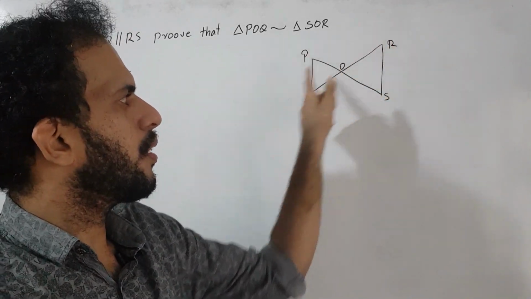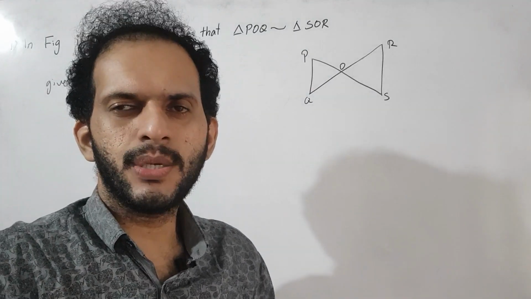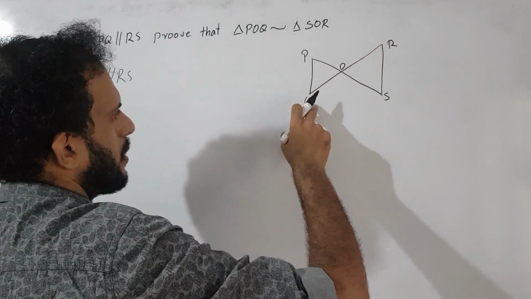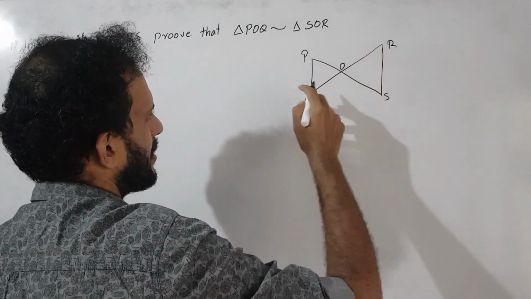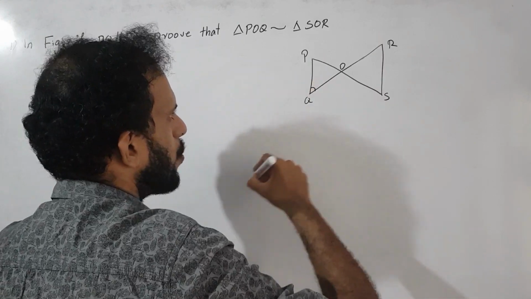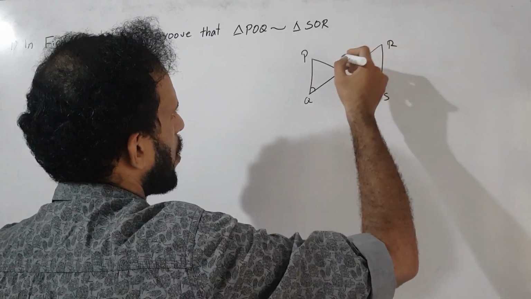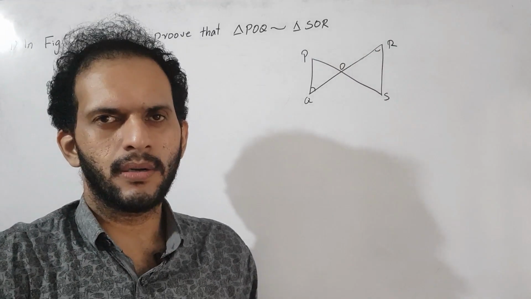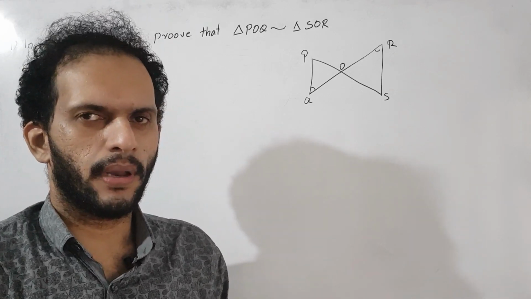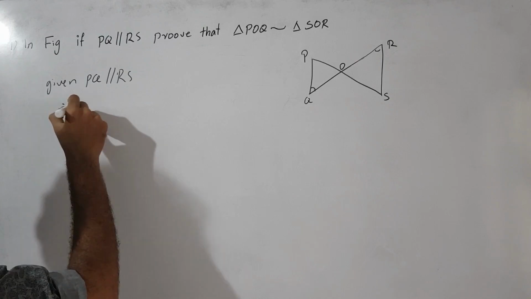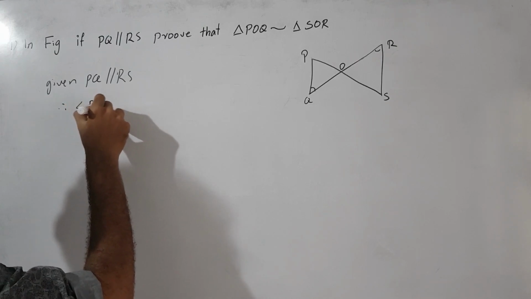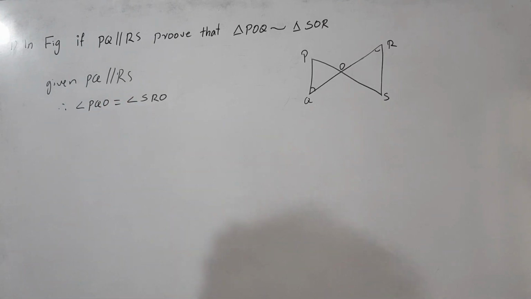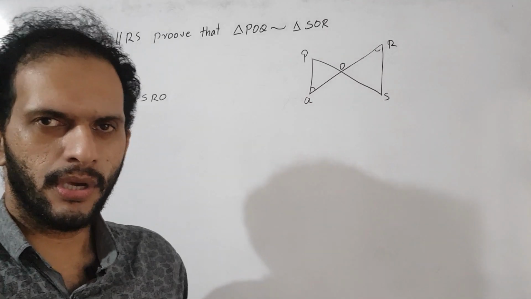These two lines are parallel and are cut by the transversal QR. Then the angle PQO and angle SRO are alternate interior angles, so they are equal. Therefore, angle PQO is equal to angle SRO, since they are alternate interior angles.